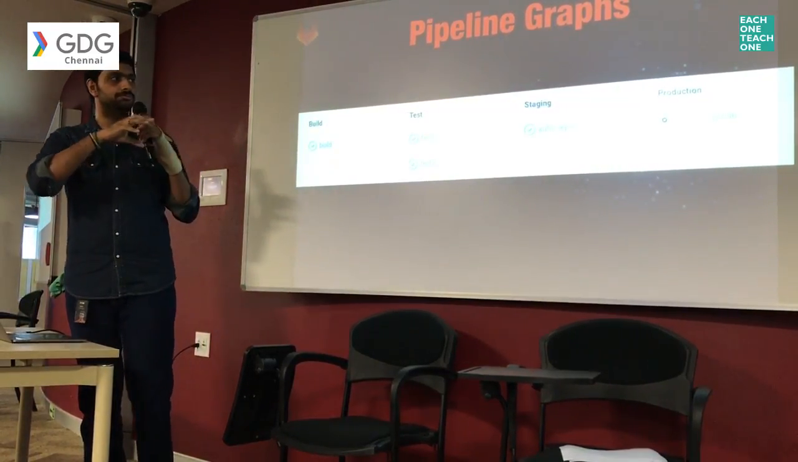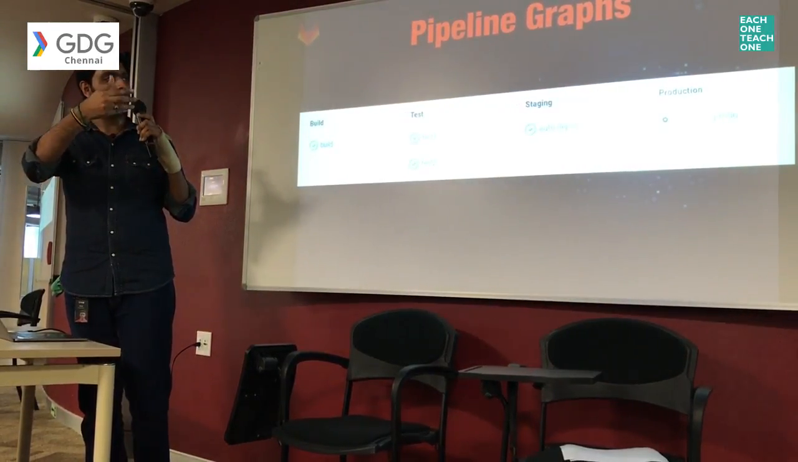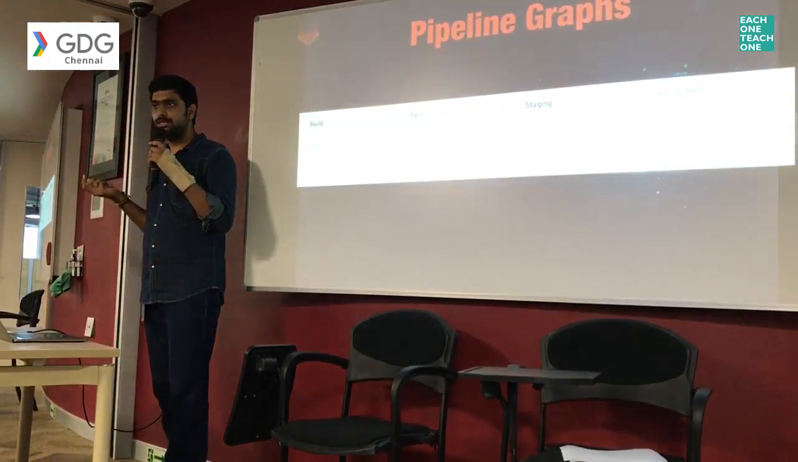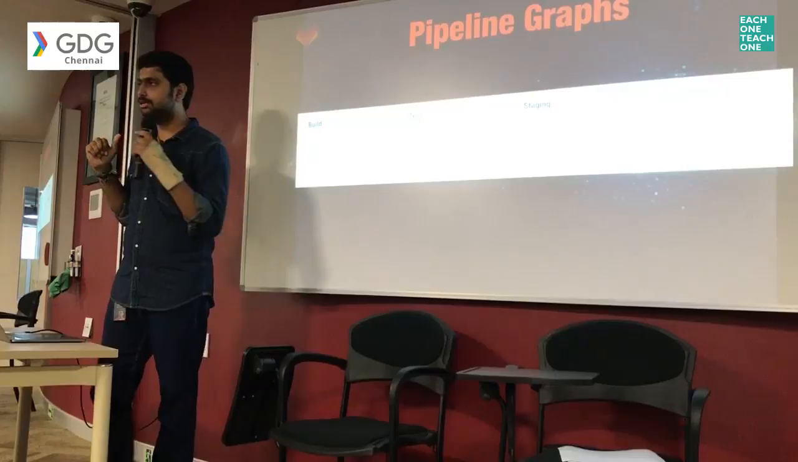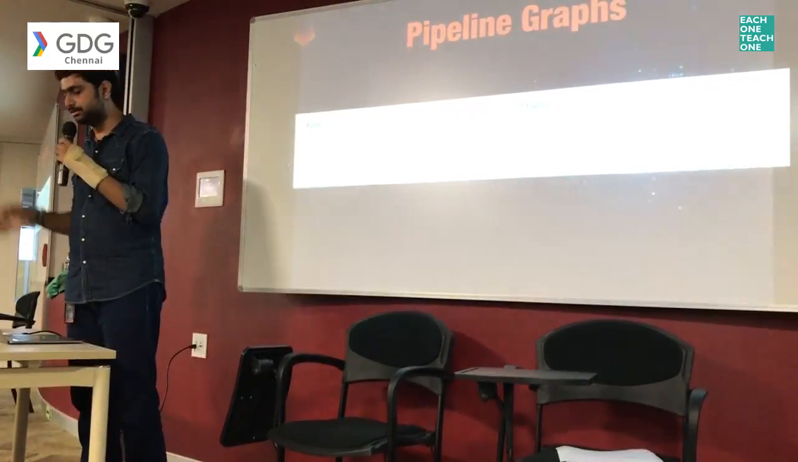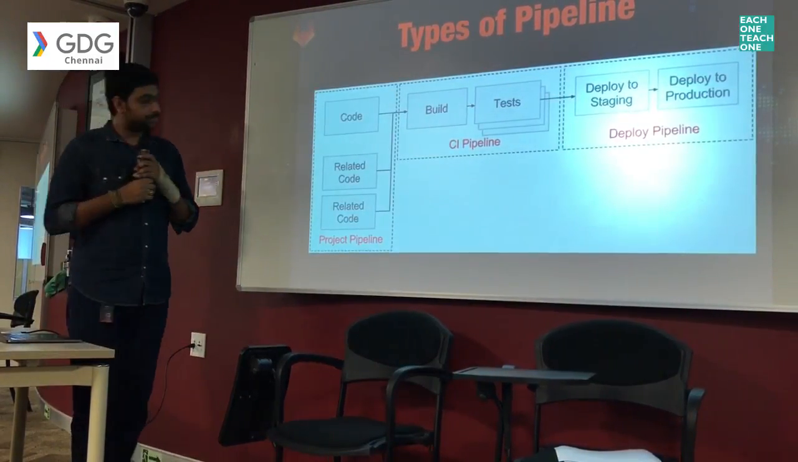So this is a continuous delivery pipeline graph, where the production stage is a manual trigger. So see that it has a play button there. So that is a manual trigger, and that is the continuous delivery process. So the deployment to production needs a human intervention. So these are the pipelines.